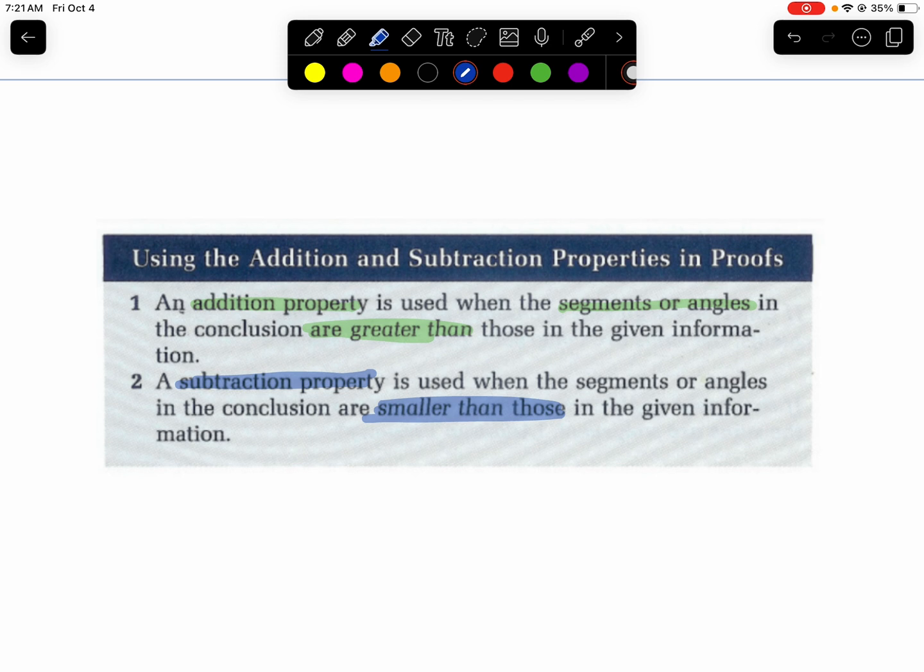This is our keyword here: the conclusion. What we're trying to prove. If my angles or segments are getting bigger, we're going to use the addition property. If my segments or angles are getting smaller, we're going to use the subtraction property.